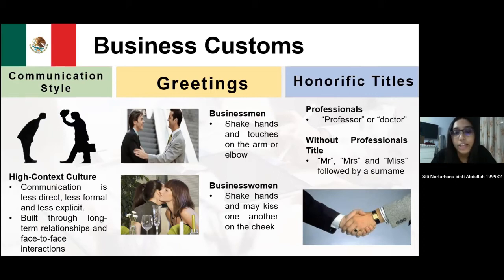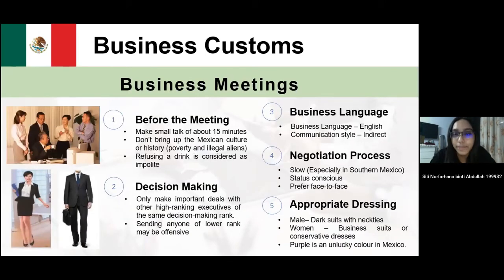As for the greeting, businessmen in Mexico will shake hands and touch each other on the arm or elbow. As for businesswomen, they will shake hands and may kiss one another on the cheek. It's an appropriate gesture for Mexican people. As for honorific titles, Mexican professionals prefer to be addressed by their professional titles like professor or doctor. If they do not have a professional title, they like to be called Mr., Mrs., or Miss followed by a surname.